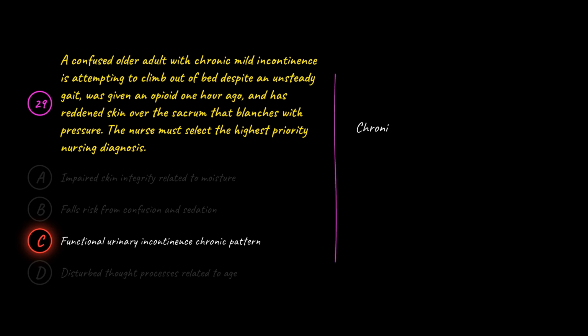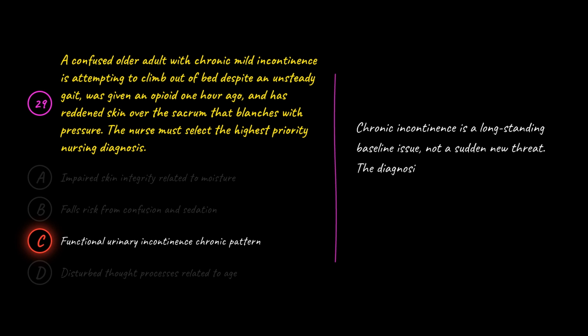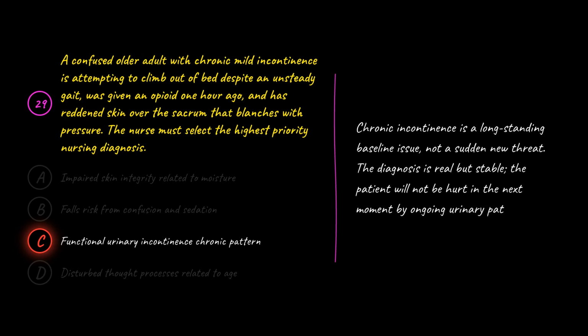C is wrong because chronic incontinence is a long-standing baseline issue, not a sudden new threat. The diagnosis is real but stable. The patient will not be hurt in the next moment by ongoing urinary patterns.